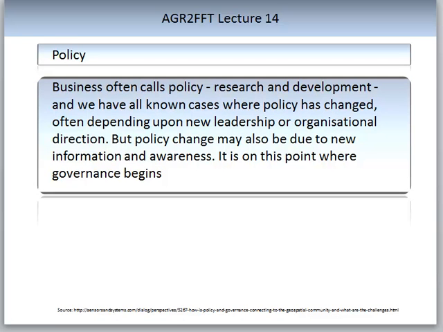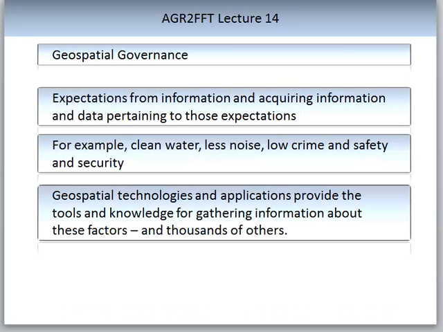Businesses often use policy, research and development as well. We have all known cases where policy has changed, often depending upon new leadership or organisational direction. But policy change may also be due to new information and awareness. It is on this point where governance begins. In geospace, governance is dependent on the expectations from the information and acquiring information and data pertaining to those expectations. You can refer to the lecture on GIS and GPS in order to familiarise yourself with this technology if you've indeed forgotten the concepts.